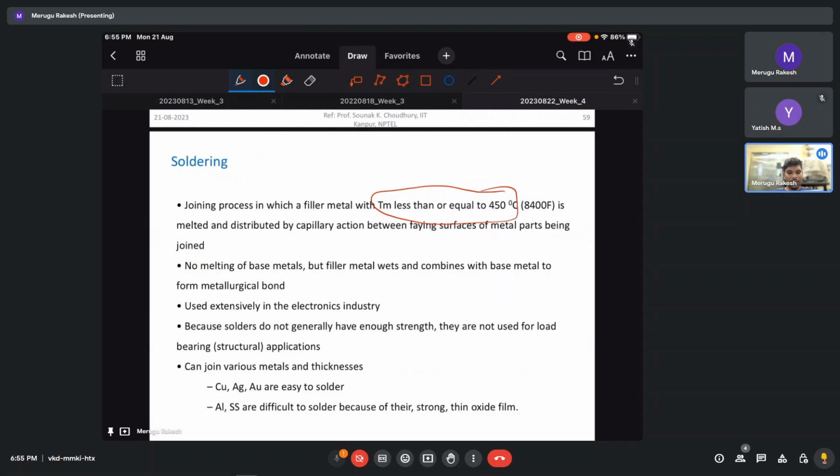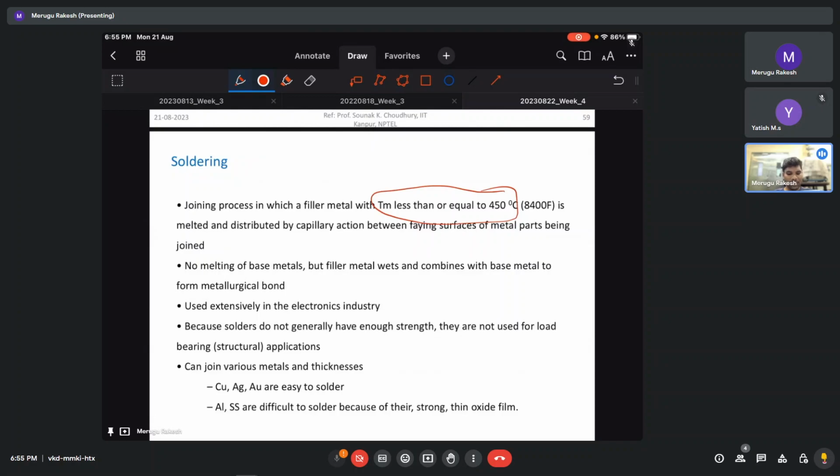So there is no melting of base metals, but the filler metal combines with the base metal to form a metallurgical bond. And so the base metal is not practically melting. Used extensively in the electronics industry because solders do not generally have enough strength. They are not used for load bearing applications.